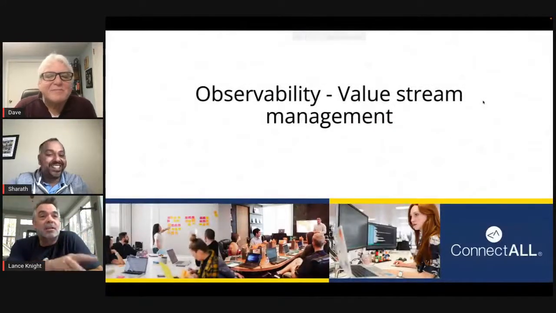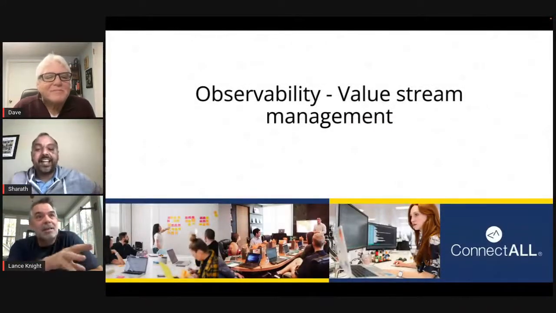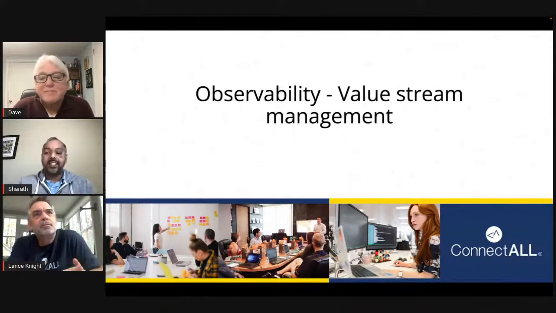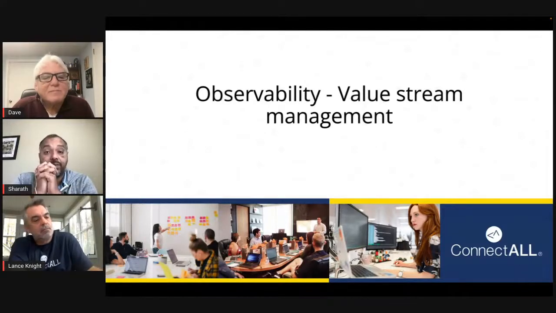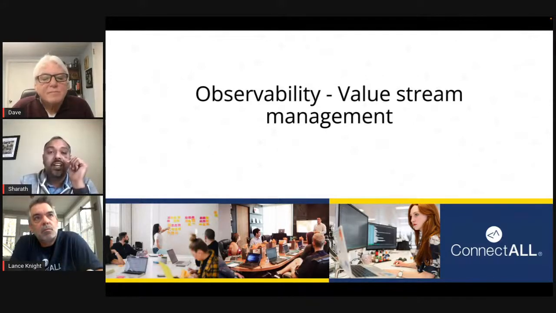I'm really excited about this topic, just so everybody knows, because it seems to make sense to me, right? It makes a lot of sense, because we talk a lot about value stream management, and we also talk a lot about monitoring in value stream management. And there is a big confusion in the market about monitoring and observability, right?